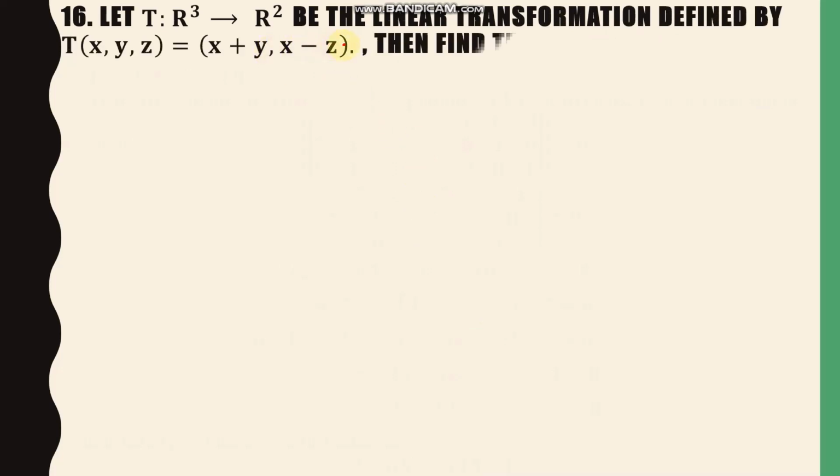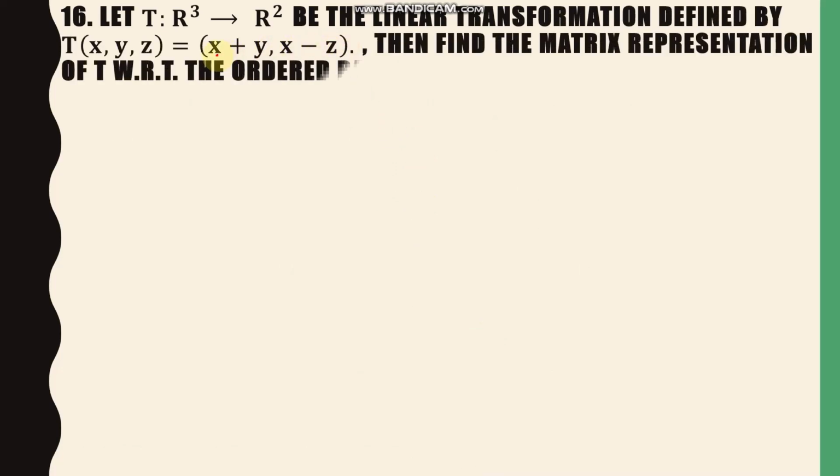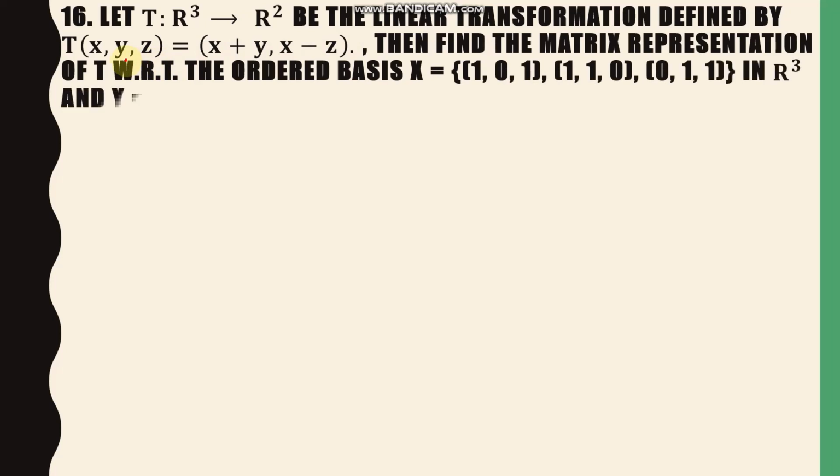Now the next question, 16. Let T from R3 to R2 be the linear transformation defined by T of (x, y, z) equal to (x plus y, x minus z). Then find the matrix representation of T with respect to the ordered bases X in R3 and Y in R2. Some bases are given for R3 and R2, and we have to find the matrix representation of T.